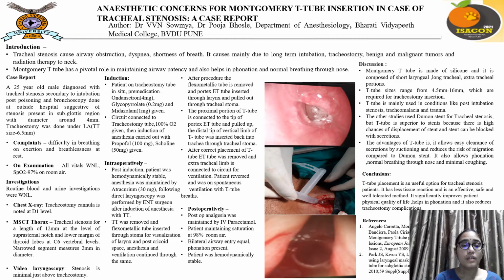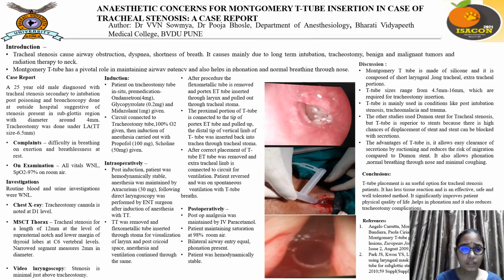Case report: a 25-year-old male diagnosed with tracheal stenosis secondary to intubation, post-poisoning. Bronchoscopy done at an outside hospital was suggestive of stenosis present in the subglottis region with diameter around 4 mm. Tracheostomy was done under local anesthesia with TT size 6.5 mm, and his complaints were difficulty in breathing on exertion and breathlessness at rest. On examination, all vitals are within normal limits and SpO2 is 97% on room air.